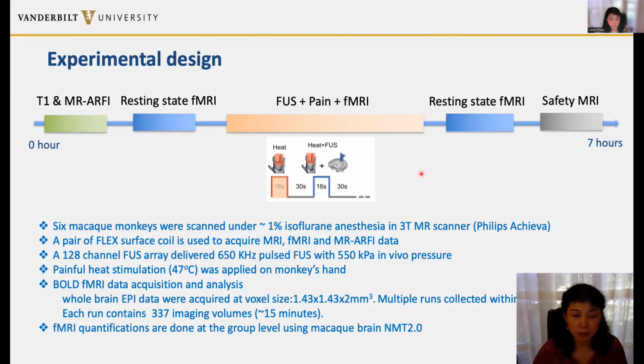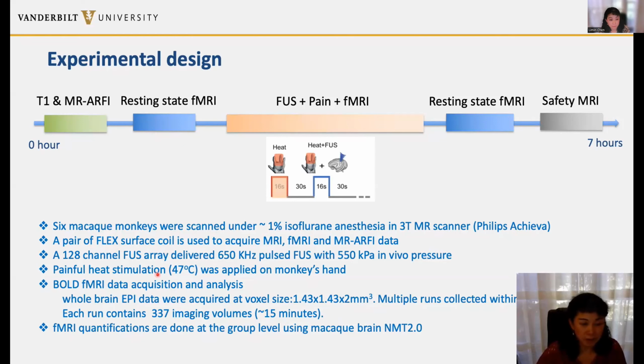Within each run, we alternate two experimental conditions. One is the heat of the hand alone, and the second is heat to the hand plus FUS stimulation of the thalamus. These two conditions alternate, and this design allows us to precisely compare the response between these two experimental conditions. By the end of each imaging session, we also acquire safety MRI data to ensure the ultrasound exposure did not introduce structural disturbance. The imaging data are acquired with a pair of flat surface coils.